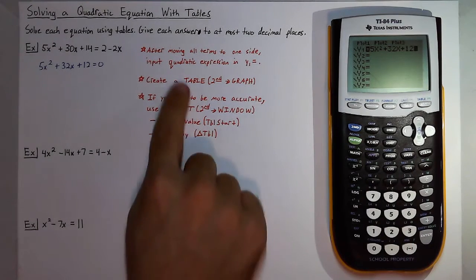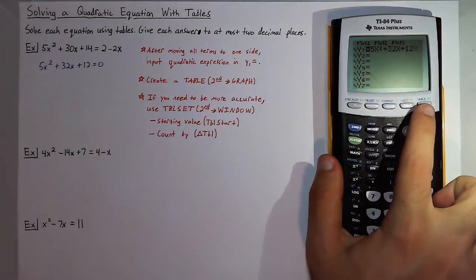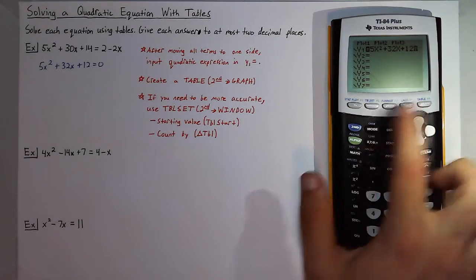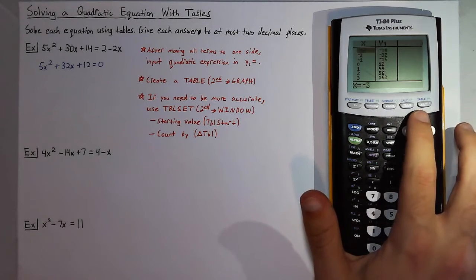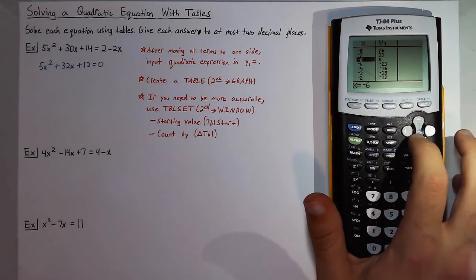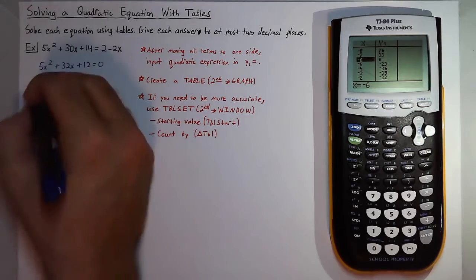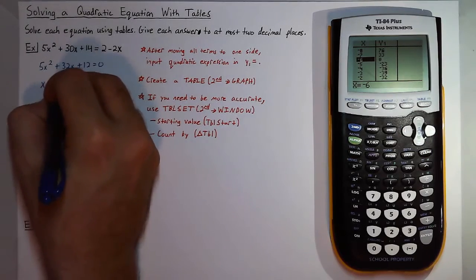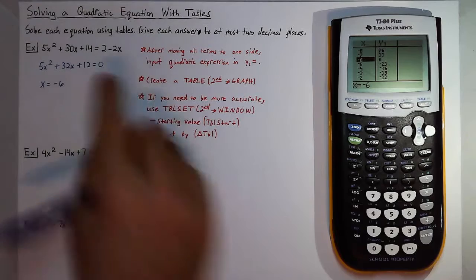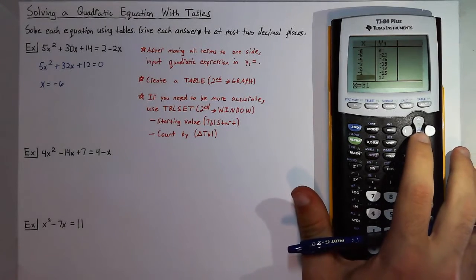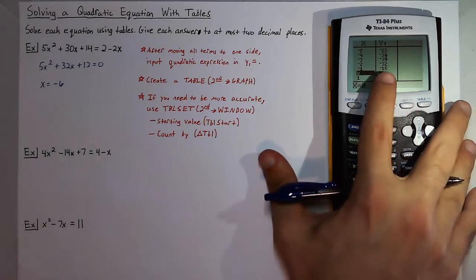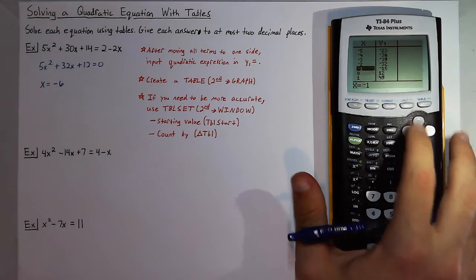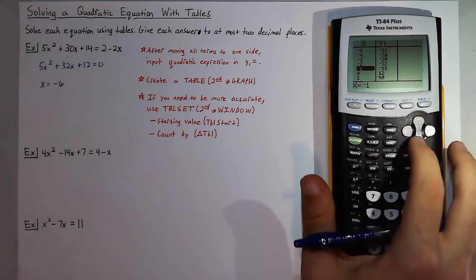And now I'm going to make a table, which is right here above the graph key. So second graph, and it makes a table for us. Now as I scroll through, I get 0 at -6. So one of my solutions is x is equal to -6. But as I scroll down, I see that it goes from -15 to +12 between -1 and 0. But I can't see what the solution is.